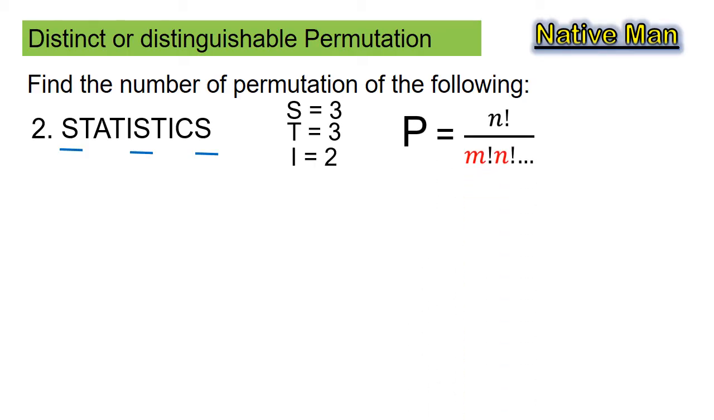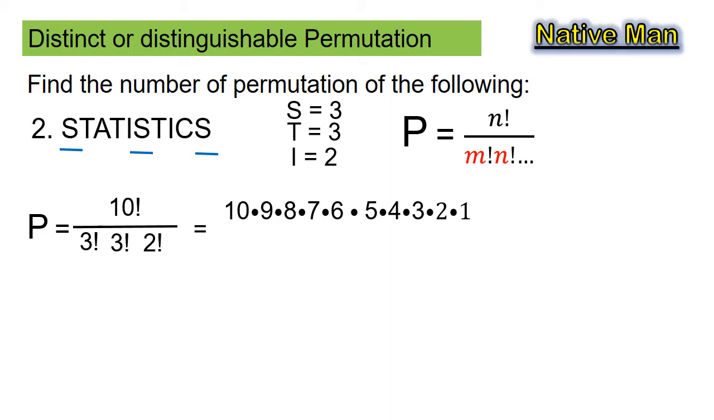Again, we use the formula P is equal to n factorial. Ano po? So, P is equal to, let's solve. Okay? So, n factorial is how many letters are there in the word? 2, 4, 6, 8, 10. So, 10 factorial over, yung S is 3 factorial, times yung T is 3 factorial, then yung I is 2 factorial. Okay? Simplify po natin.